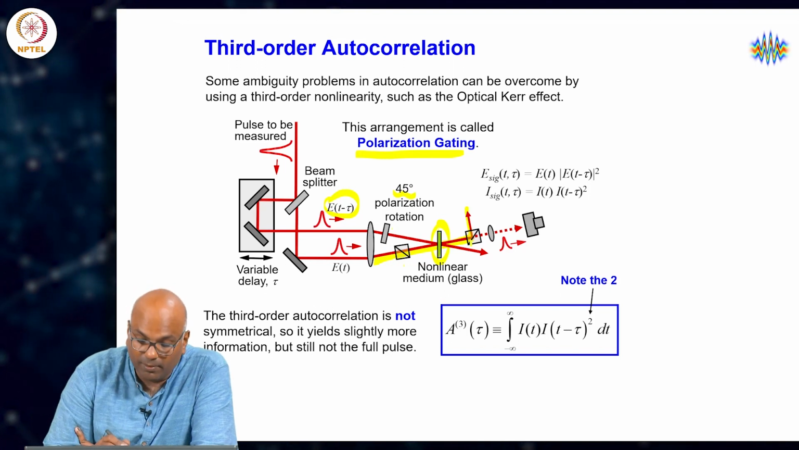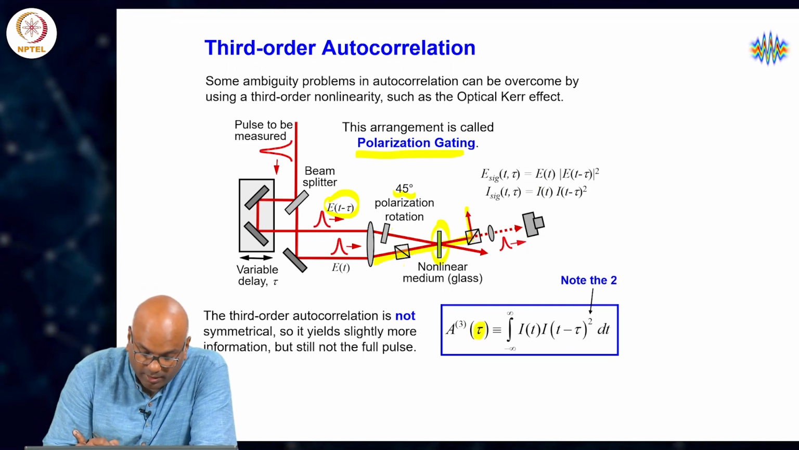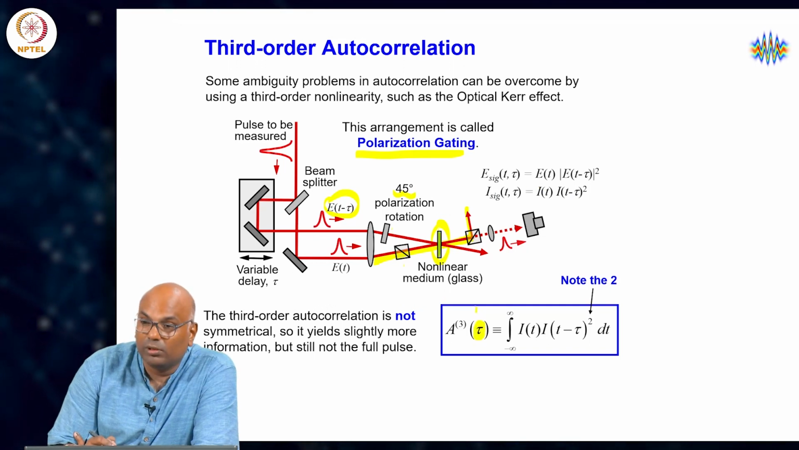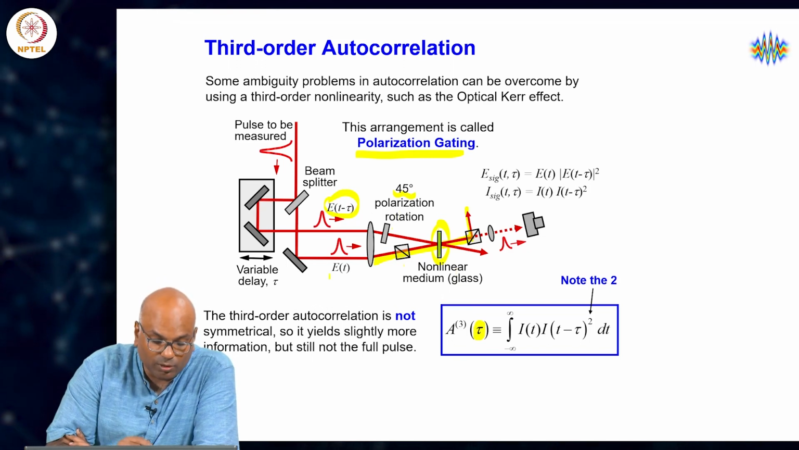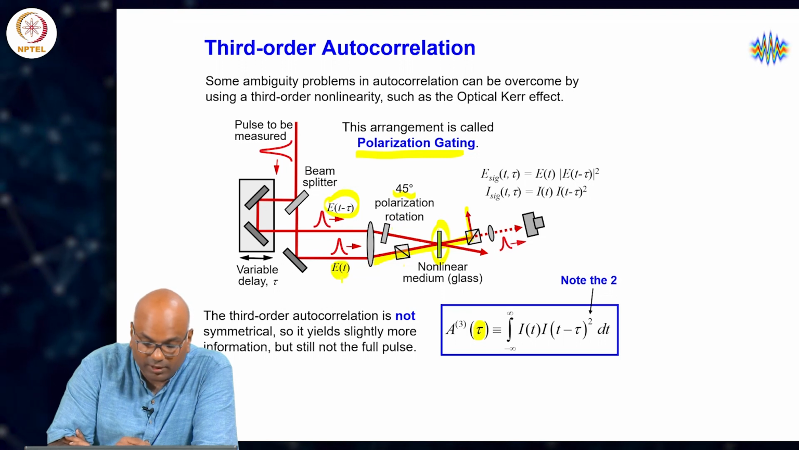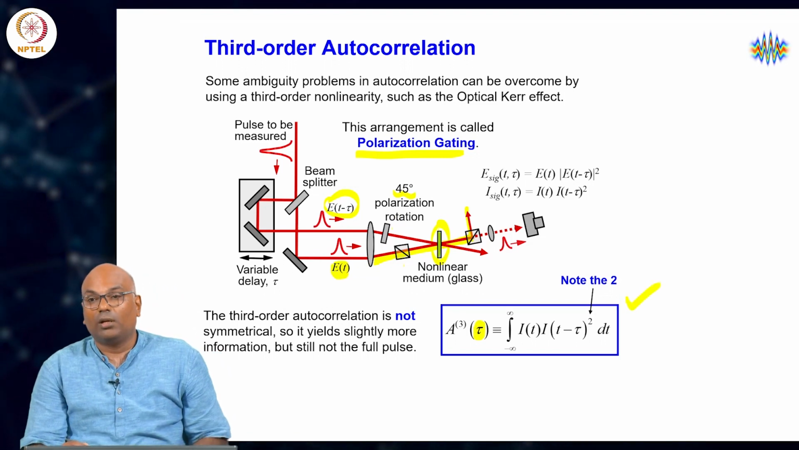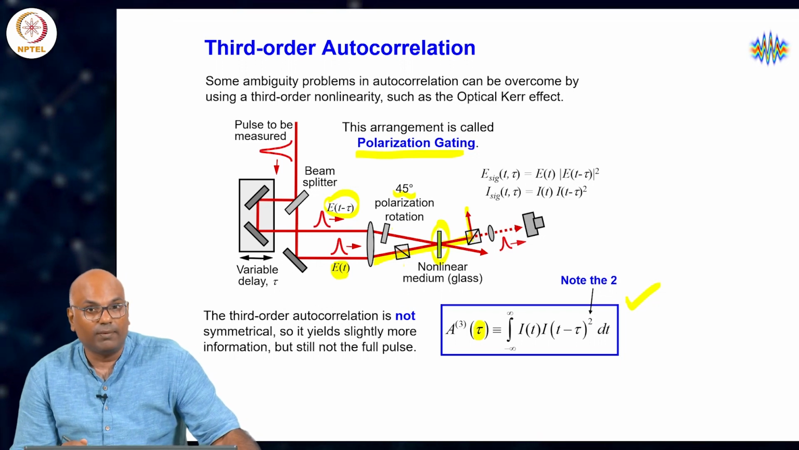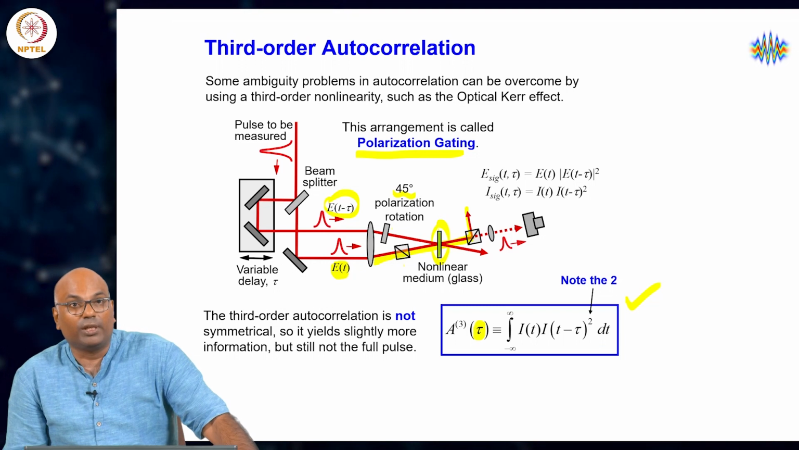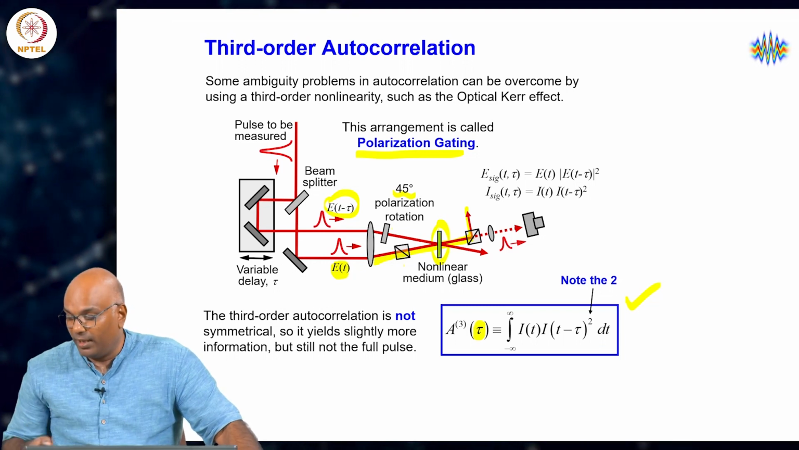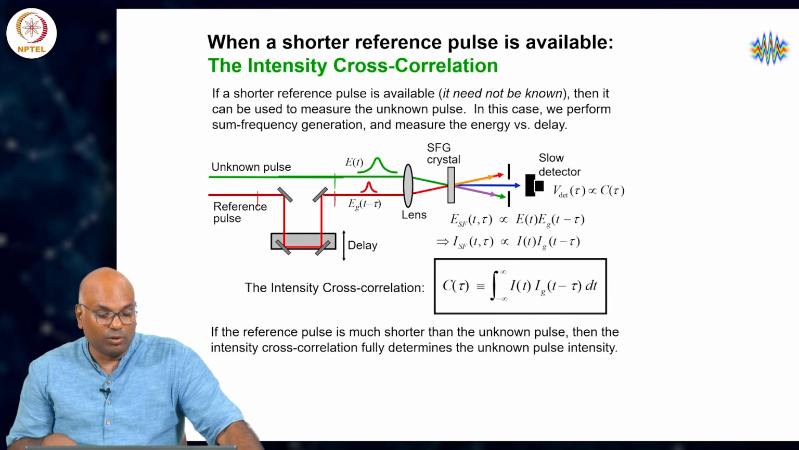a certain amount of polarization component which is perpendicular to the initial direction of polarization is induced owing to the gating beam, and we can once again vary the value of tau, scrolling the gating pulse E of t minus tau over the waveform of interest to generate a third order autocorrelation signal, because this is a chi3 process, right. So, that is basically the notion of using polarization gating in order to perform third order autocorrelation.